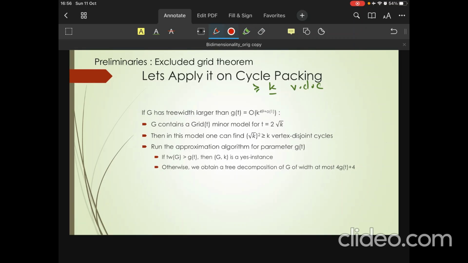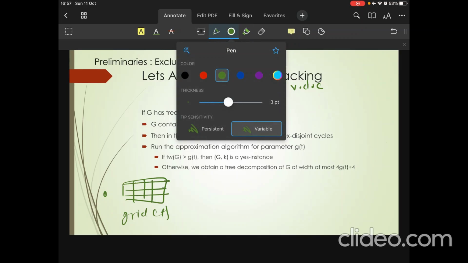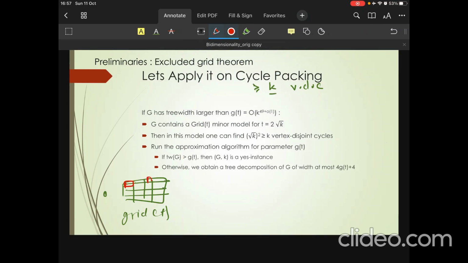It's a maximization problem. Now we consider a grid T and the problem of cycle packing on grid T. What you can see is that if you look at all 2 by 2 subgraphs, and you can have t square by 4 of these, it has at least t square by 4 vertex disjoint cycles, because all of these are length 4 cycles, C4s. So this is what we'll be using.